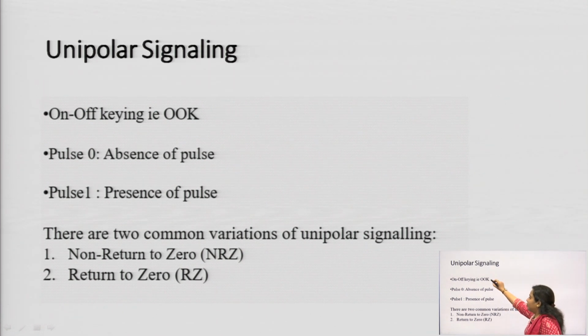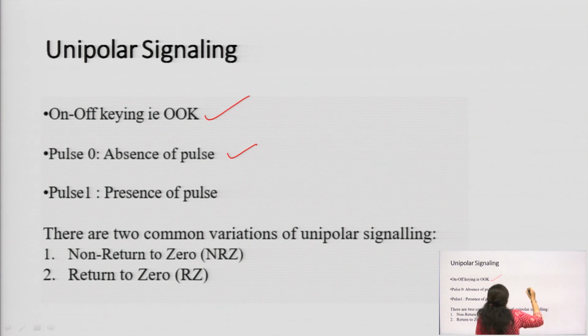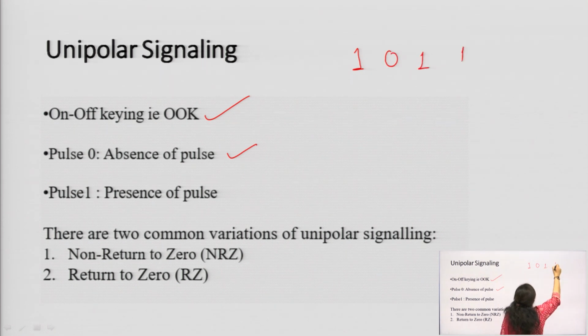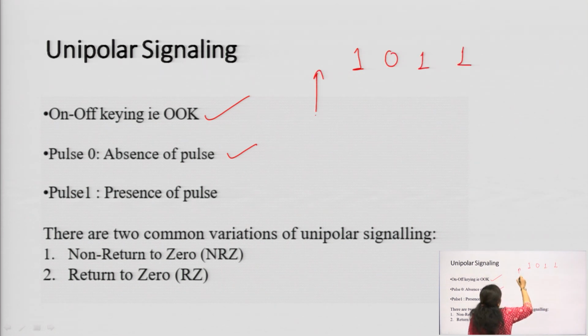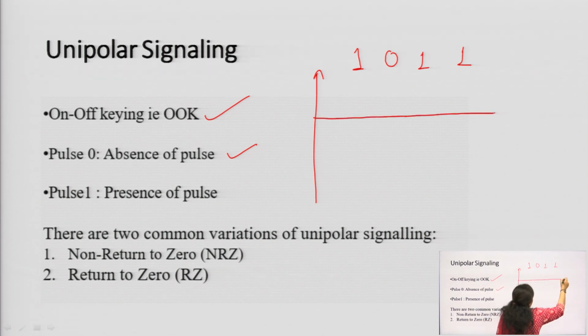It is also known as on off keying or OOK in the short form. Pulse 0 means absence of pulse, pulse 1 means presence of pulse. Now, I will show you. Let us take an example of 4 bits, that is 1 0 1 1. I want to draw line coding corresponding to this data, that is 1 0 1 1. How am I going to draw it?